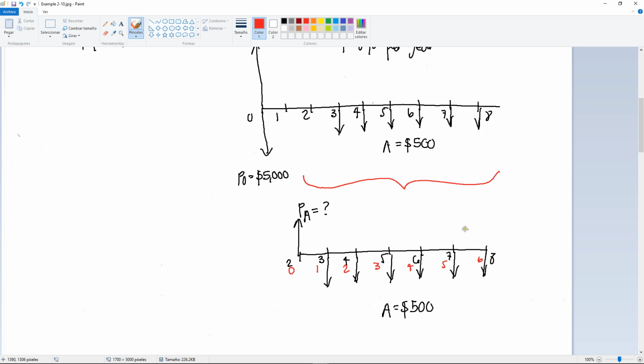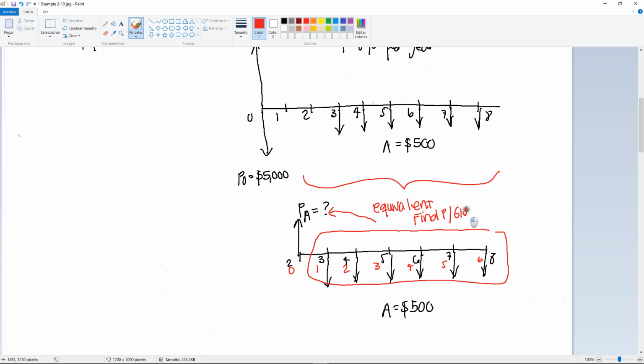What you're doing here is that all of these A's, you are finding the equivalent value. You're finding P given A. So you're going to be using the factor to find P given A, P/A. It's like you're finding the equivalent value, or you can also say that you're moving it to year 0, or in the diagram, year 2. How do you do that?